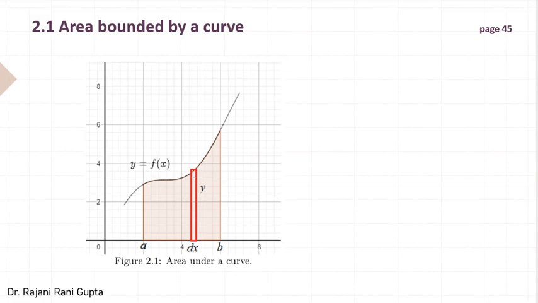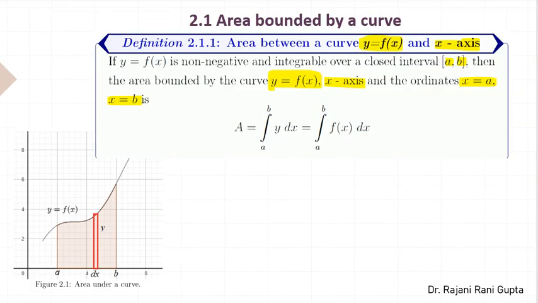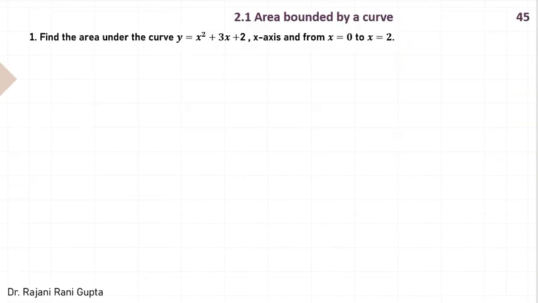So it will be like this. This is your curve y = f(x). This is x = a and this is x = b. So you have to find this area, this shaded region, this whole area. The formula to find this area is A = integral from a to b of y dx. So what we have to do is substitute the value of y as f(x) and then integrate with respect to x. Okay, so let's take an example.